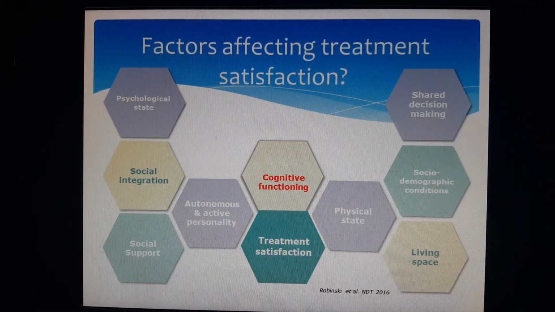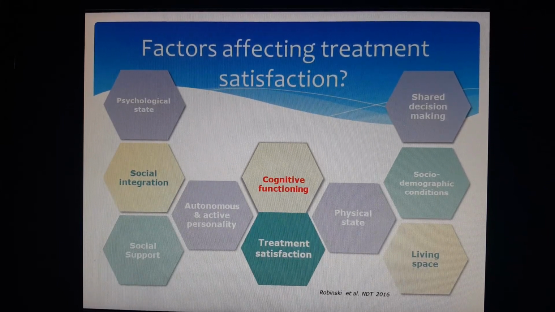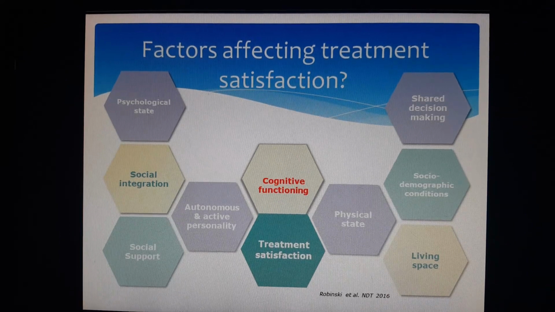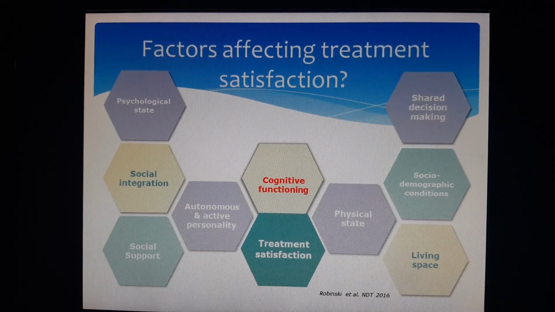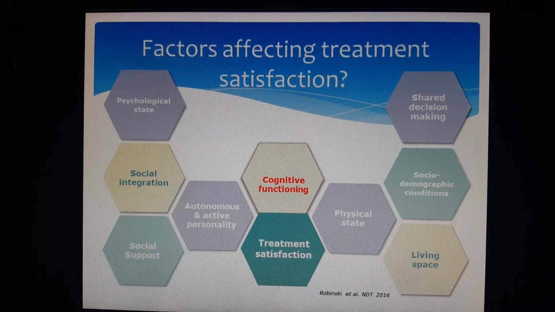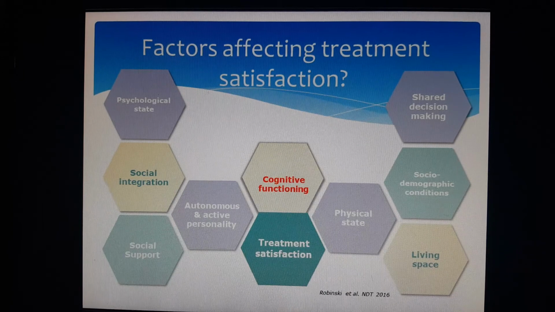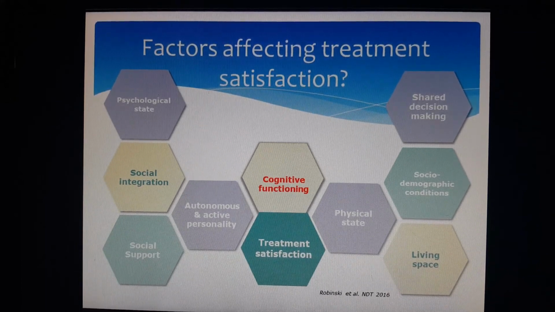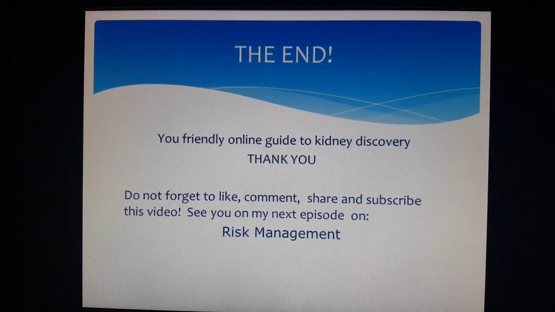So what are the factors that affect treatment satisfaction? Well, there are plenty. We need to look at the patient's psychological state. What is their social integration? What is the social support available? Autonomous and active personality. How about the individual patient's cognitive functioning? What about the physical state? How is the decision made by the patient, the family, as well as the physicians, as well as the socio-demographic conditions of the patient and the living space? These all will determine what kind of treatment satisfaction the patient obtains at the end of his treatment choice.